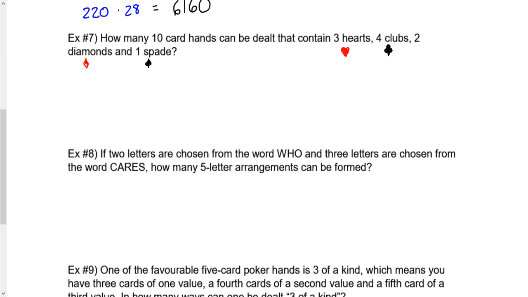If you play any cards, you should know that there's 13 of every single suit. There's 4 suits. So for the hearts, there's 13 hearts. We have to have a group of 3 of them. It doesn't matter whether we have the ace, the 7, and the 9, or the 9, the 7, and the ace. The order doesn't matter for that. And then 13C4 for the clubs, 13C2 for the diamonds, and 13C1 for the spades.